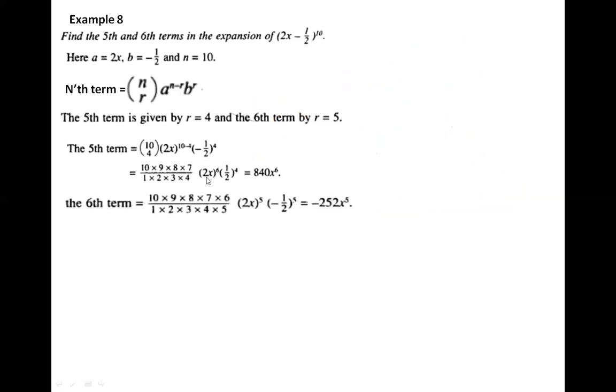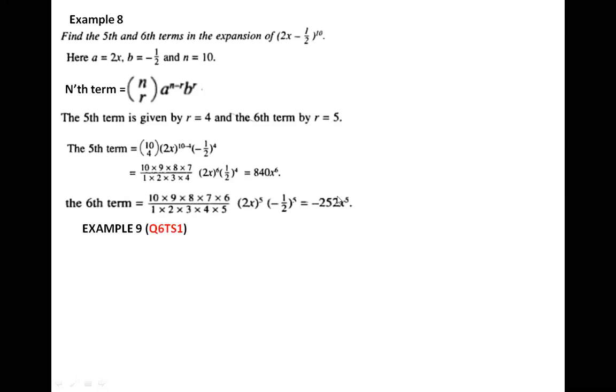Okay. All right. So you finish it up like that. So this is your fifth term. This is your sixth term. After simplifying, these are the answers that you'll get.